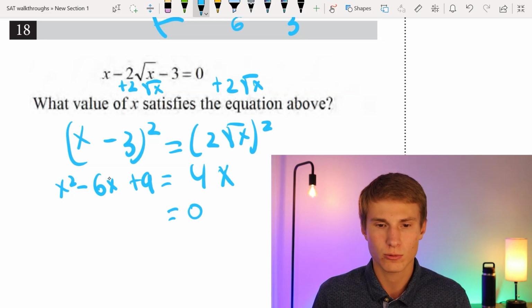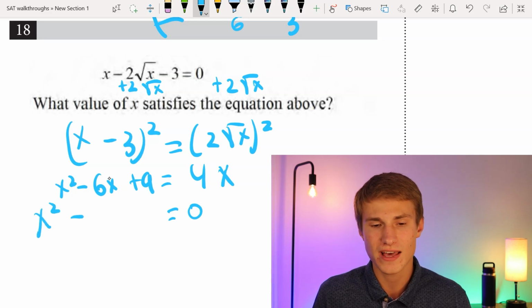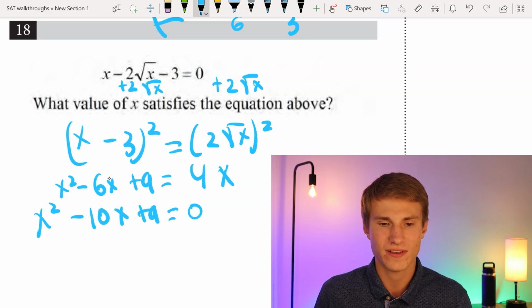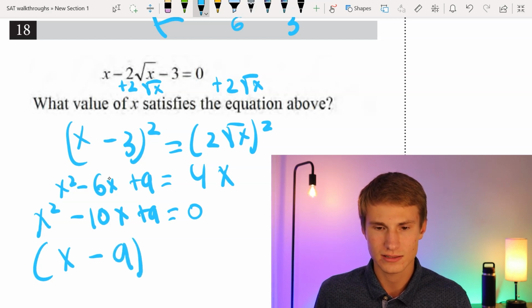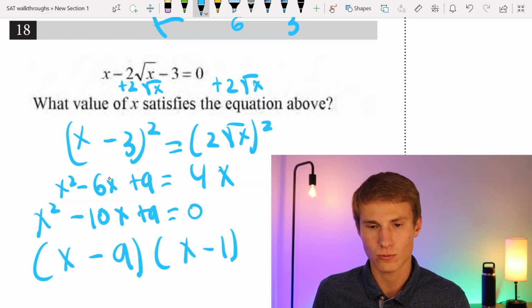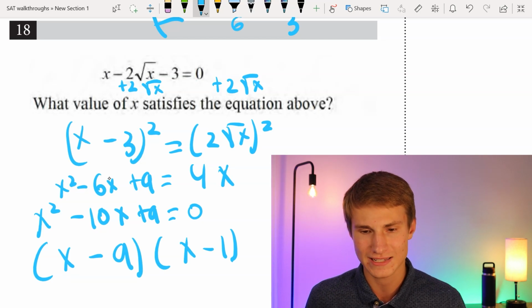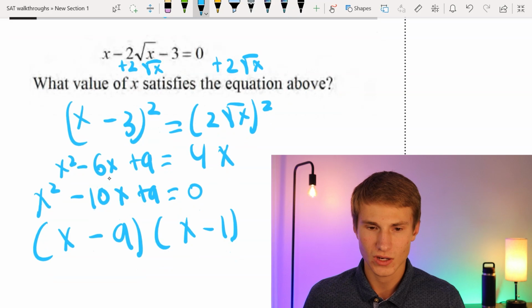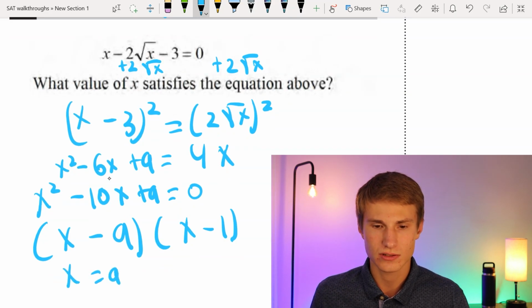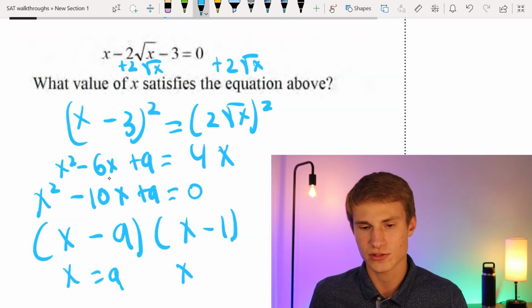In order to set it equal to 0, we're going to subtract 4x from each side. When we do that, we're going to be left with x squared minus 10x plus 9. From here, we can go ahead and factor this pretty easily. We're going to end up with x minus 9 times x minus 1. That's going to give us that plus 9, but also that minus 10x. Now, keep in mind here, we're going to have to plug in our potential answers to find which one is correct, right, to make sure that they work.